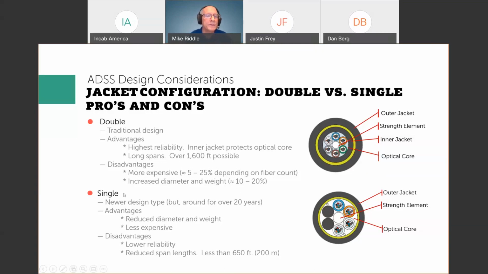Single jacket design is a newer design concept, but when I say newer, that's kind of a relative thing. It has been around for over 20 years. The advantages it offers are that you're reducing cable diameter and weight, and you're reducing cost. Those are good things. But the disadvantages are lower reliability because you've omitted that inner jacket, and you also limit your span lengths. In general, I think you need to keep it less than 650 feet if you're using a single jacket design.